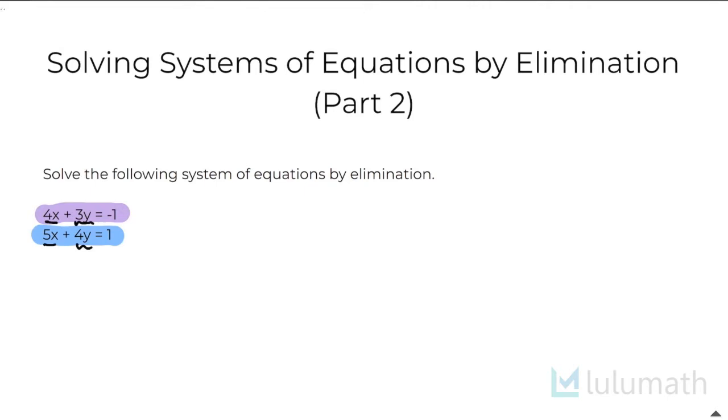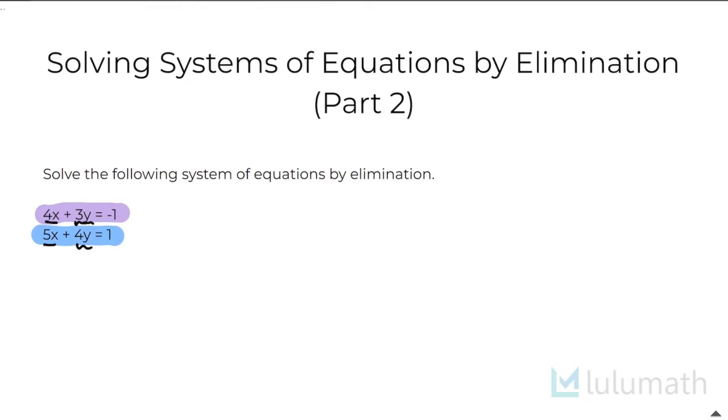So what I'm going to do is try to rewrite my equations so they look different, but they're still equivalent equations. That way I can get to a point where I have coefficients that are positive and negative values of each other that will cancel each other out.